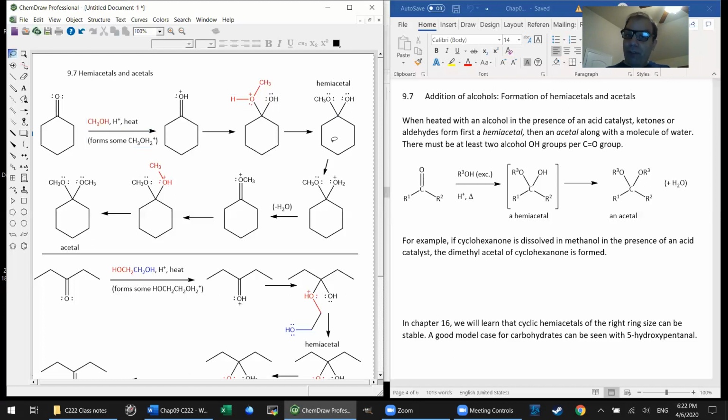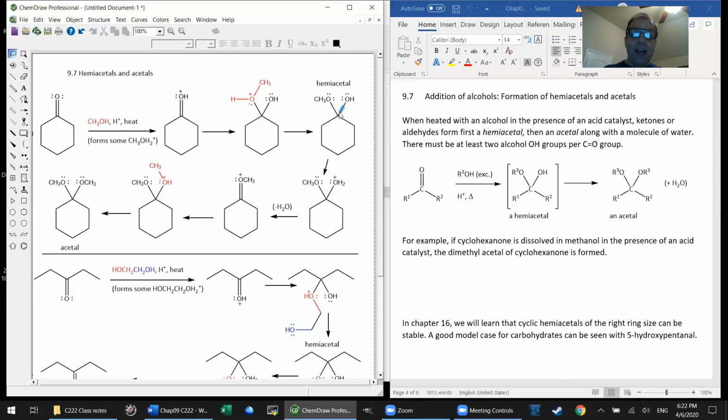But in general, we're not going to stop at the hemiacetal. This is going to continue to react. The only times we'll wind up staying at the hemiacetal phase are when this hemiacetal is cyclic. And we're going to see that happening in chapter 16 when we start talking about sugars. That's going to be coming up real soon, perhaps even later tonight as I'm speaking, from my perspective, because I want to get us started on that.